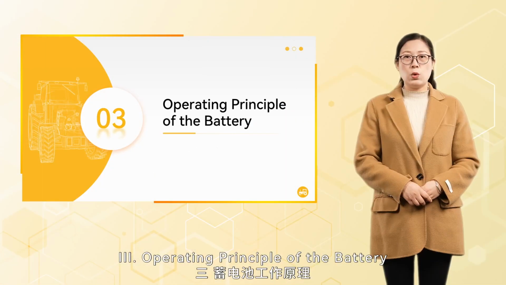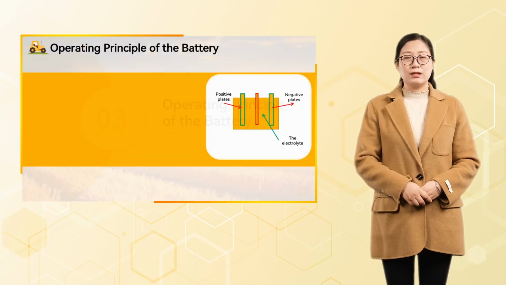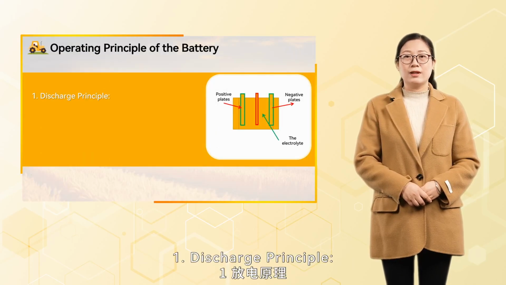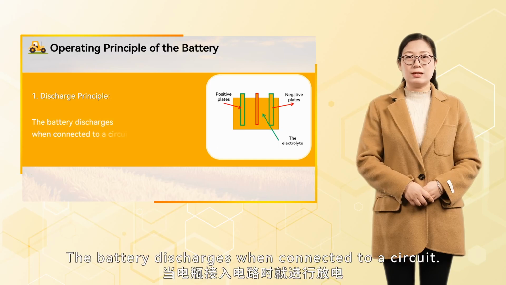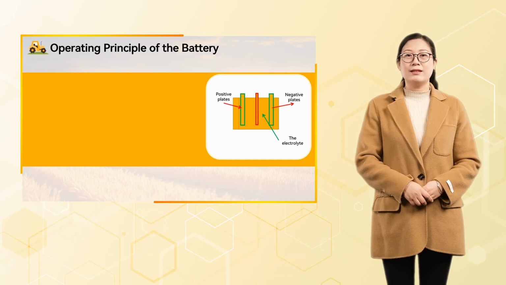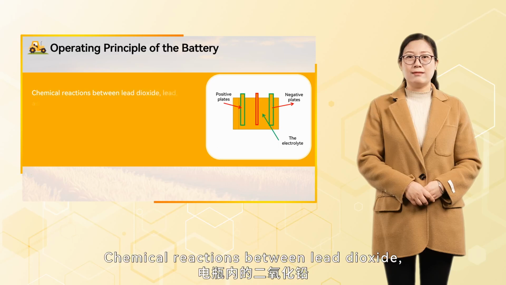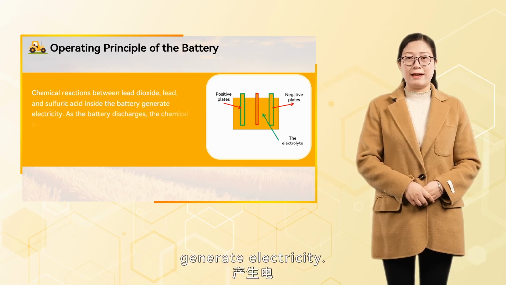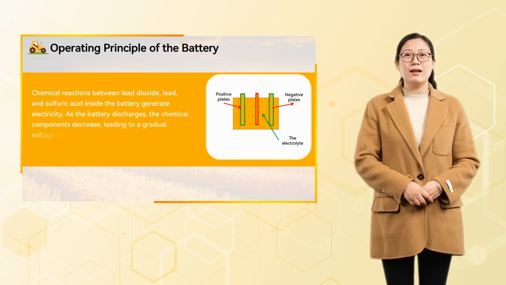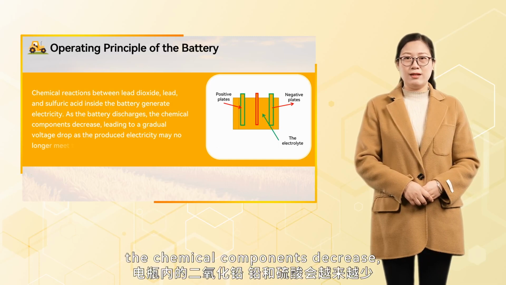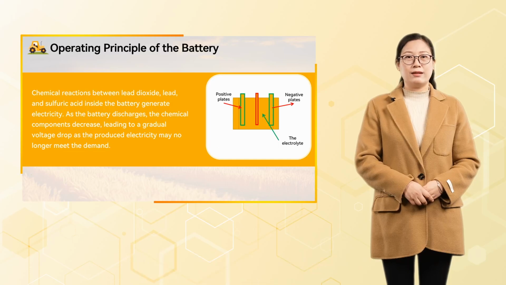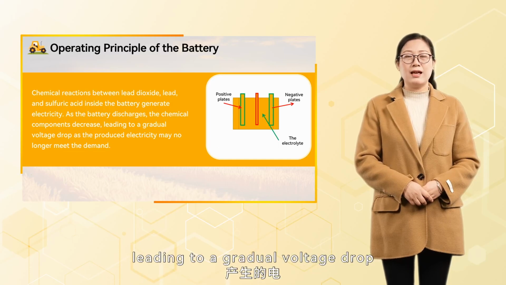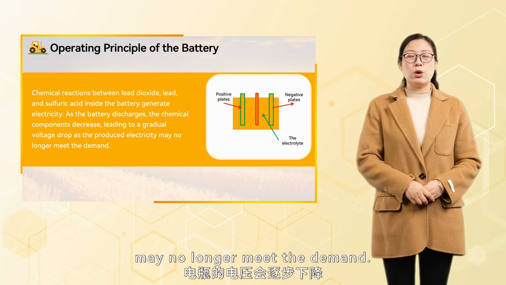3. Operating principle of the battery. 1. Discharge principle. The battery discharges when connected to a circuit. Chemical reactions between lead dioxide, lead, and sulfuric acid inside the battery generate electricity. As the battery discharges, the chemical components decrease, leading to a gradual voltage drop as the produced electricity may no longer meet the demand.